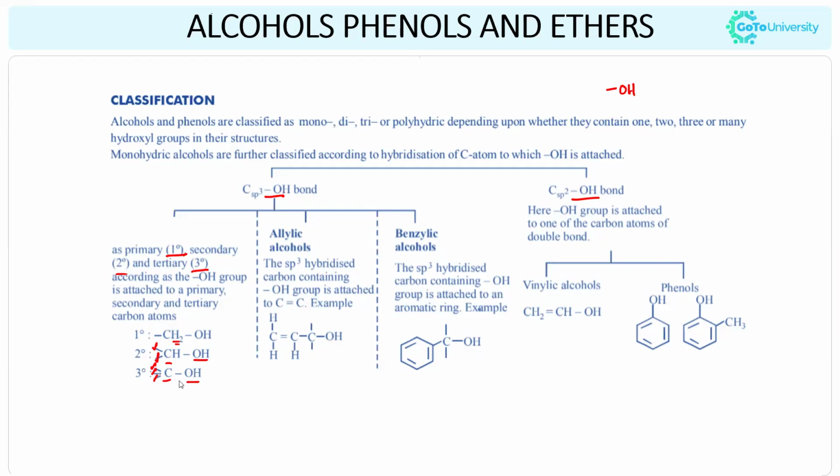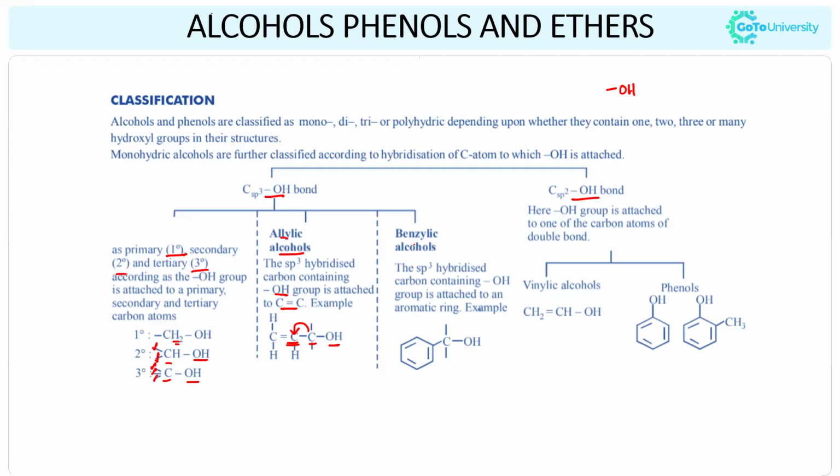In the NEET exams, we can expect questions where they will give the compound and ask which among the following is primary, or which among the following is secondary. So we have to know the classification. Next one is the allylic alcohol. Allylic alcohol means the sp3 hybridized carbon containing the hydroxyl group is attached to a double bonded carbon. See, the hydroxyl group connected carbon is here, and that carbon is connected to the double bonded carbon. So that is called allylic alcohol.